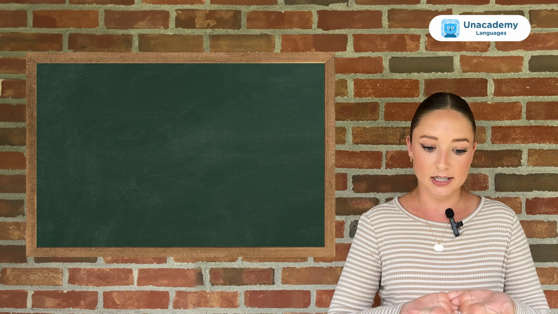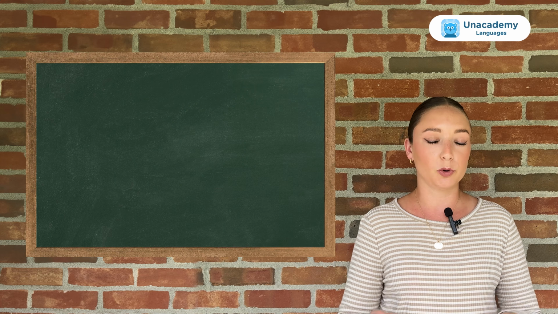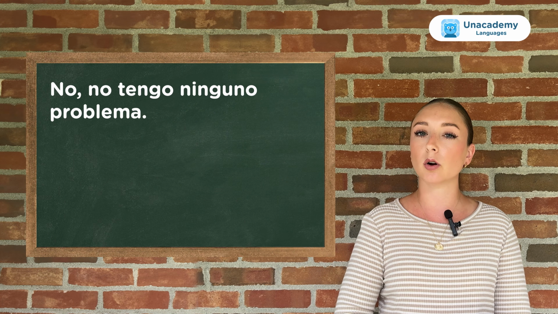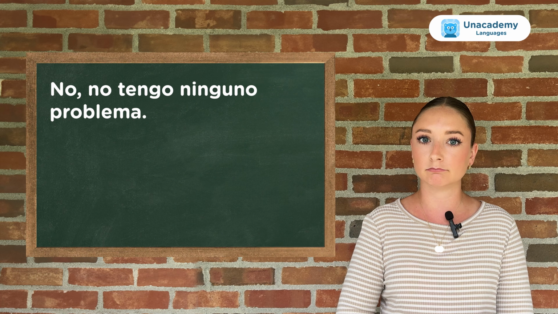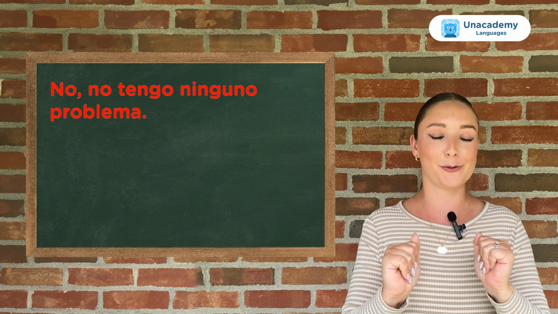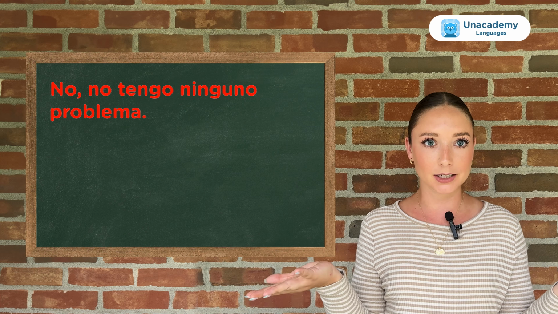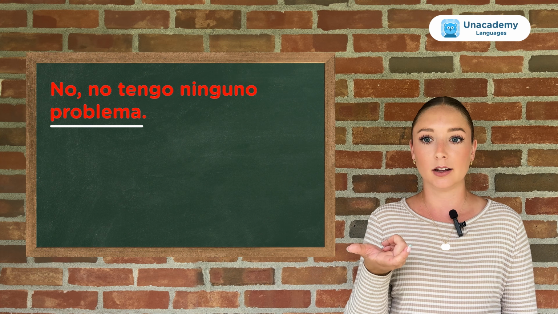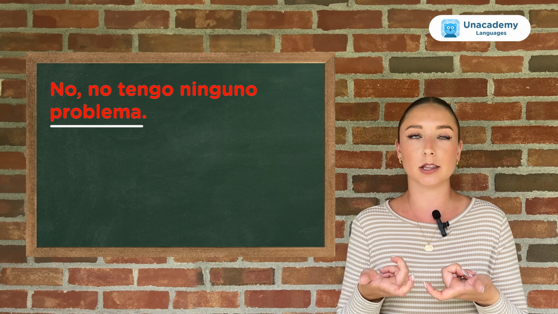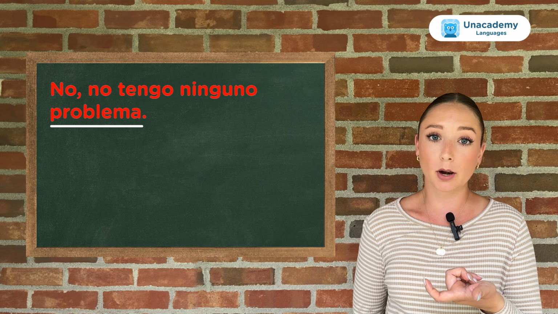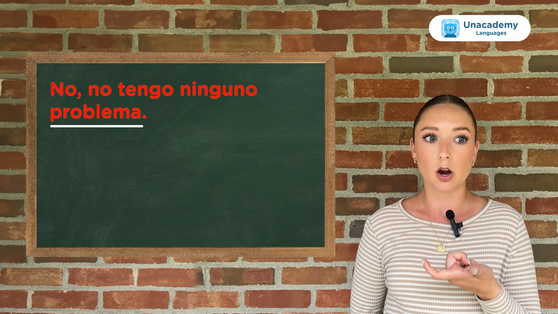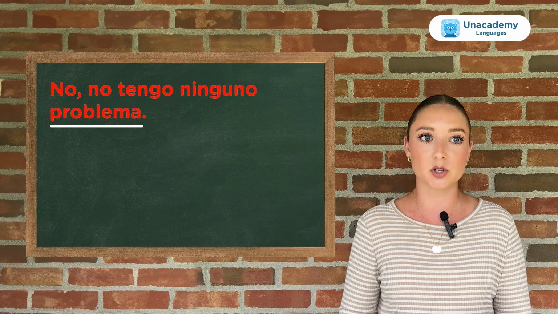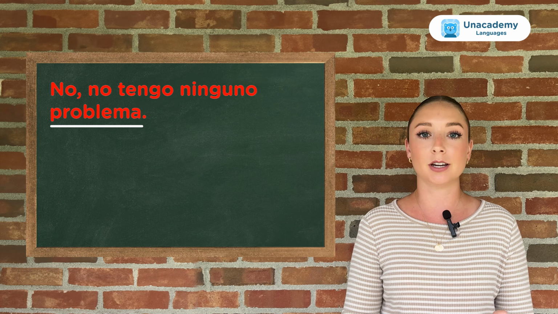Let me show you an example of how using ninguno would be incorrect in this sentence. So if I said, no tengo ninguno problema. Wrong, no, we can't use that. Why? Because I mentioned the noun, problema. So I can't use ninguno if I'm mentioning the noun. I can either just get rid of problema and keep it as ninguno, or if I want to keep problema in the sentence, I need to change it to ningún, because we use ningún when we mention the noun.